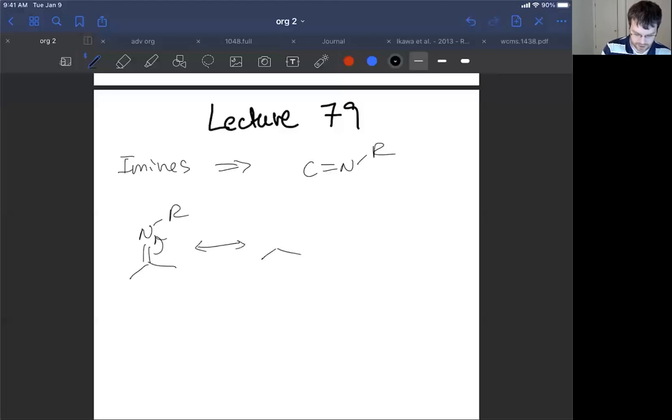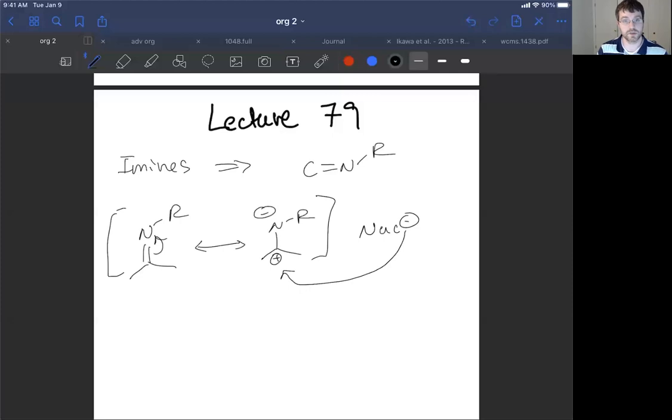It's not as electronegative as oxygen, but we can consider a resonance structure where we've got charge separation, where the negative charge is on nitrogen and the positive charge is on the carbon atom, which suggests that if we have a nucleophile, we can add to the imine, and that is indeed the case. We can add a fair number of nucleophiles to imines, just like we can with normal carbonyls, which gives us a range of types of products that we can form. In particular, we can form new amines, in this case, secondary amines.